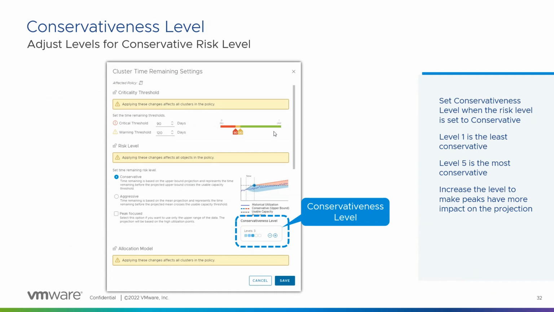I would say you want to go higher for more risk averse environments, like your tier 1 production, business critical environments. Maybe you want to set the conservativeness level a little higher, and then for dev and test environments, you can set it lower, where you can take a little more risk. So hopefully that makes sense. Like I said, that only applies when you're using the conservative mode.